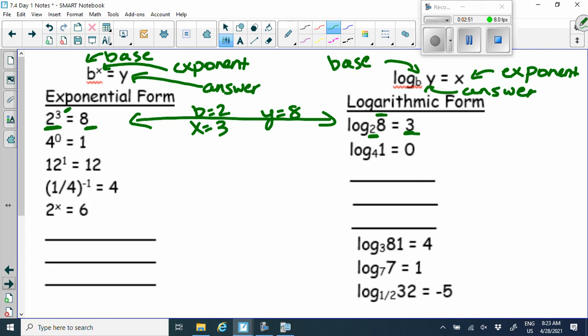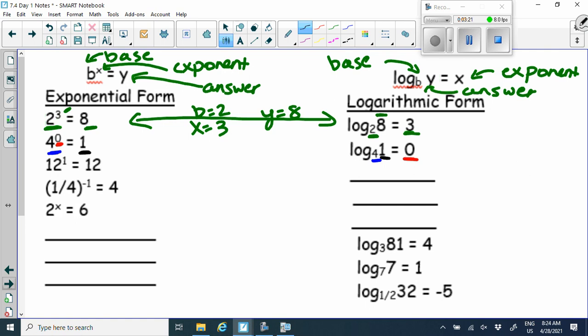Same thing for 4 to the 0 power equals 1. Well, notice that for the exponent, 4 is our base. That's the same for the logarithm. 0 is our exponent, so that's our x. And 1 is the answer. So knowing this formula and knowing how to switch it will make it very easy when we need to do this. Okay, so let's try 12 to the first equals 12.